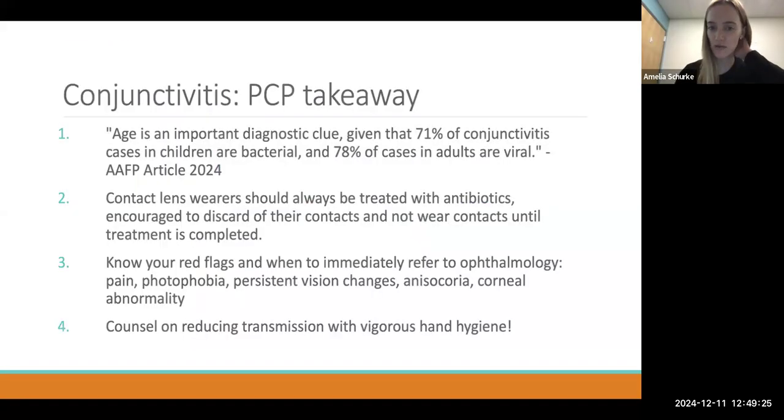So PCP takeaway for conjunctivitis: age is a helpful clue. I found this finding interesting. They found that 71% of conjunctivitis cases in children are bacterial causes versus 78% of cases in adults are viral. And that's from a really recent AFP article about conjunctivitis this year. Contact lens wearers should always be treated with antibiotics and encouraged to discard their contacts and not wear them until treatment's complete. Important to know your red flags for any eye concern and know when to emergently refer them to ophthalmology. And then important also to counsel on reducing transmission with vigorous hand hygiene, as you all know.